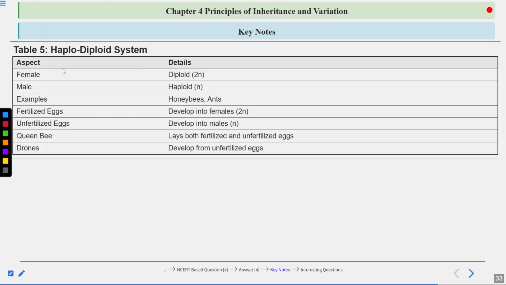Haplodiploid system. Here the females are diploid, males are haploid. Examples are honeybee and ants. Females develop from fertilized eggs, males develop from unfertilized eggs. The queen bee, which is the female, lays both fertilized and unfertilized eggs. And the unfertilized eggs develop into the males, which are the drones. So they develop from the unfertilized egg.